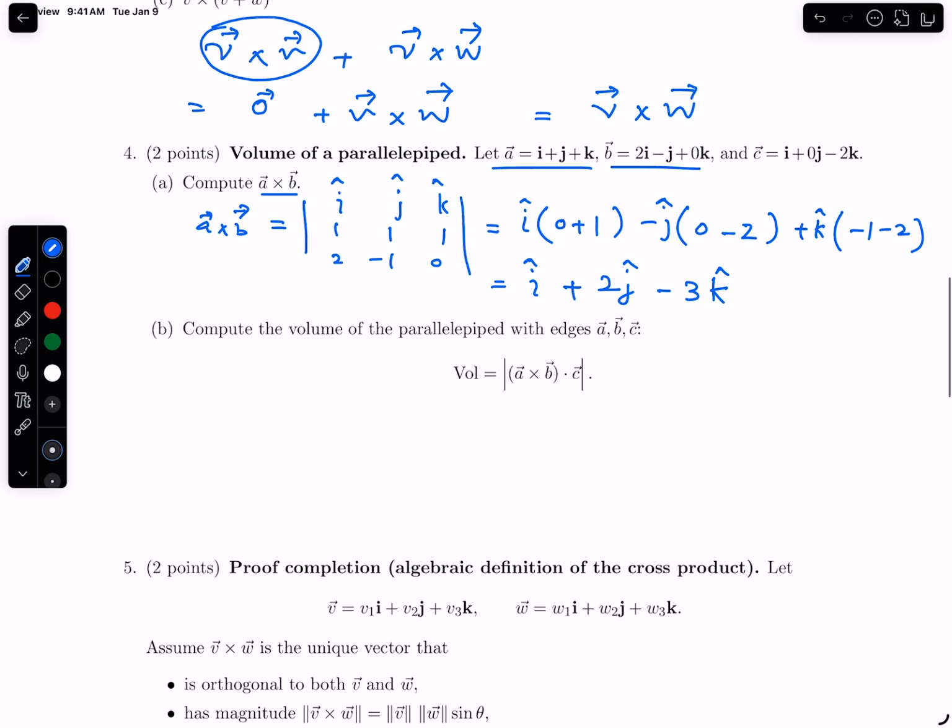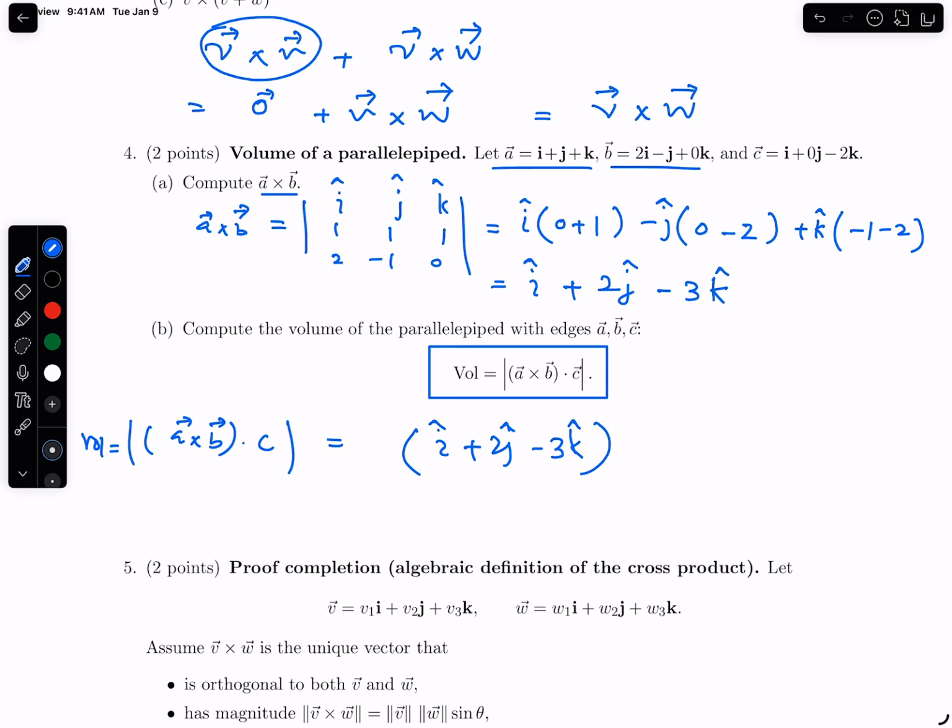This is the vector. Then I have to find the volume of this parallelepiped, and there was a formula that I showed you in class, but you can also do that. Okay, you take this cross product and take its dot product with C and then take its absolute value. This gives us volume. So A cross B is i plus 2j minus 3k dotted with C, and vector C is this one. This is i plus 0j minus 2k, and then take its absolute value.